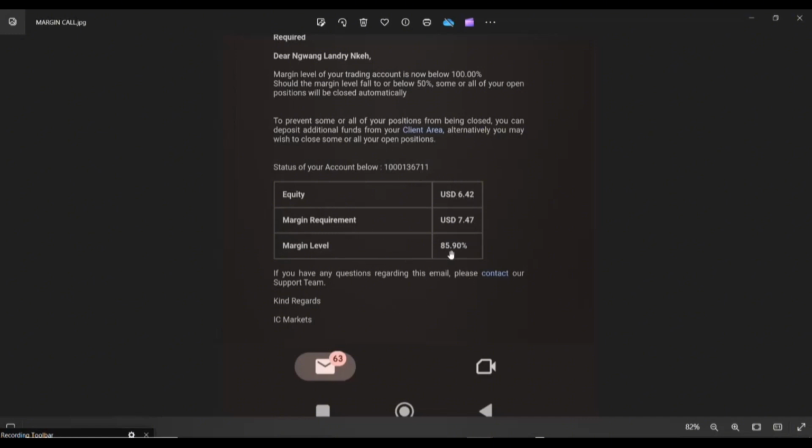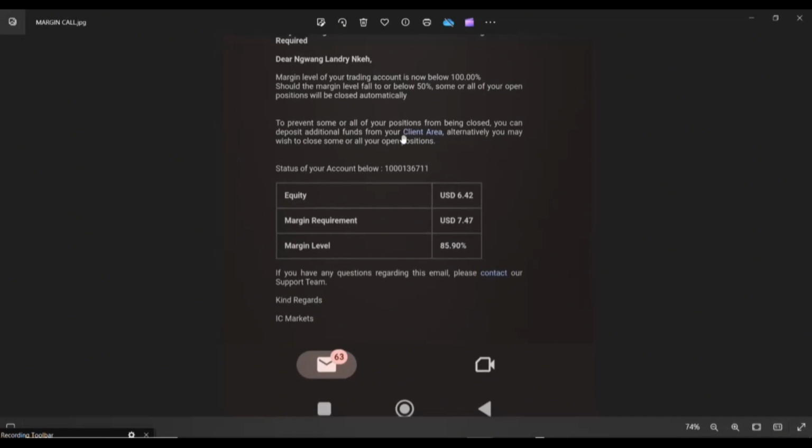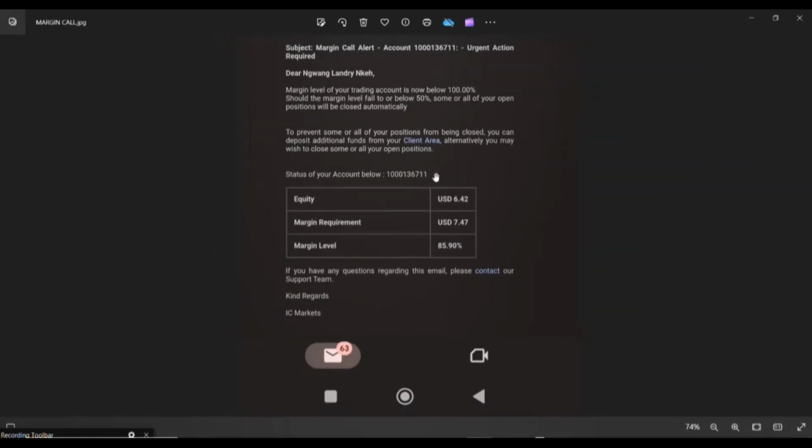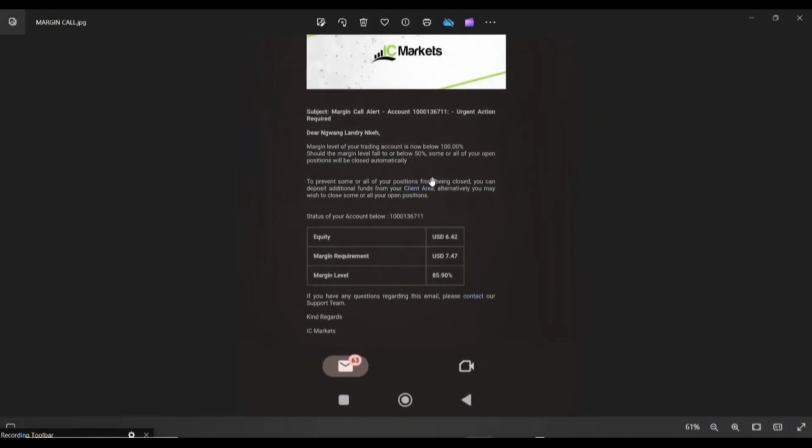You're already 85% below your account. So you are going to close this account. So this is how a margin call looks like. And when you get to this level, just know that you have blown your account. You are going to lose that account. Some of you will experience this in future when you don't manage your trade very well. But I pray that you don't get to that level. But this is how a margin call looks like.